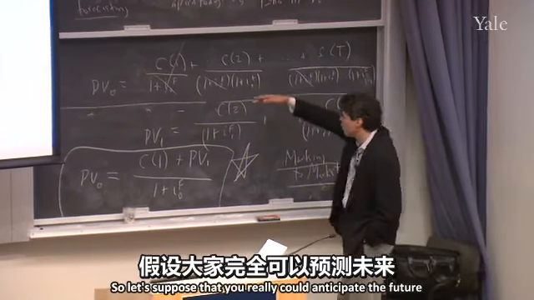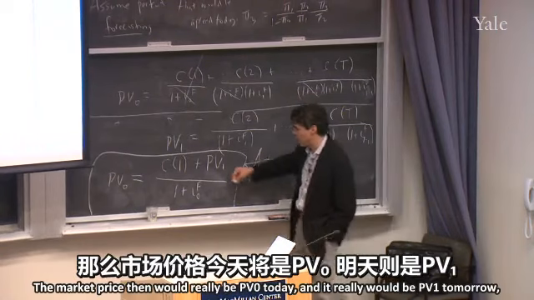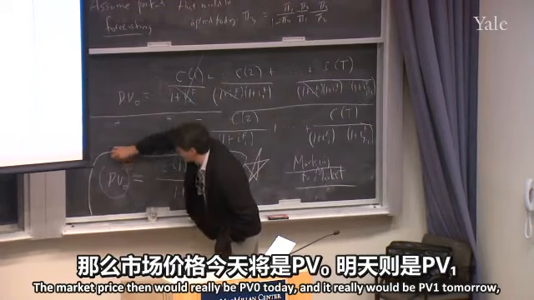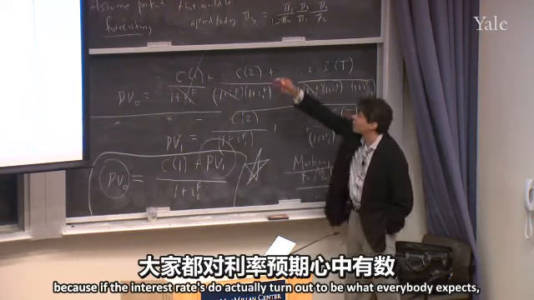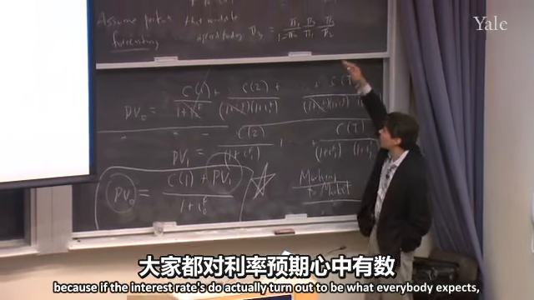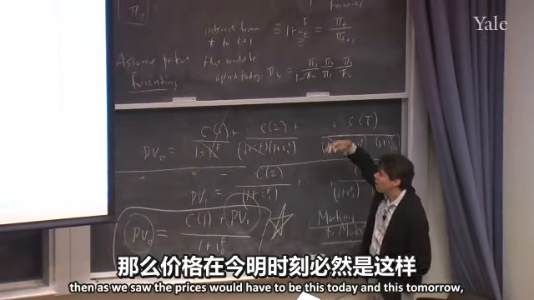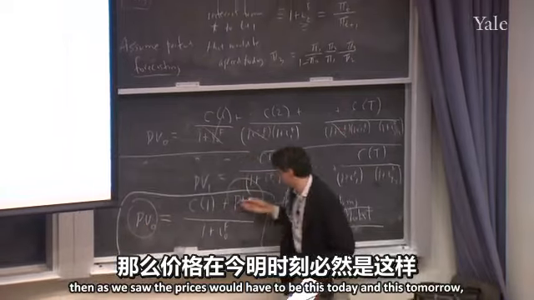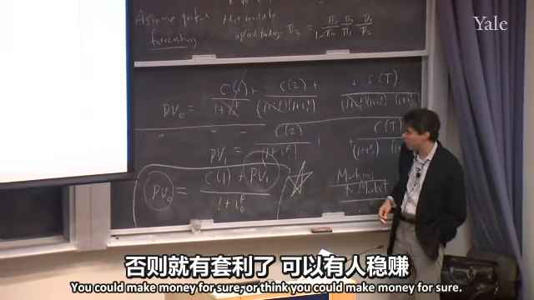Let's suppose that you really could anticipate the future and everybody was right about it. The market price then would really be PV0 today, and it really would be PV1 tomorrow. Because if the interest rates actually turn out to be what everybody expects and everybody's completely confident of their expectation, then as we saw, the prices would have to be this today and this tomorrow. Otherwise, there'd be an arbitrage. You could make money for sure, or think you could make money for sure.